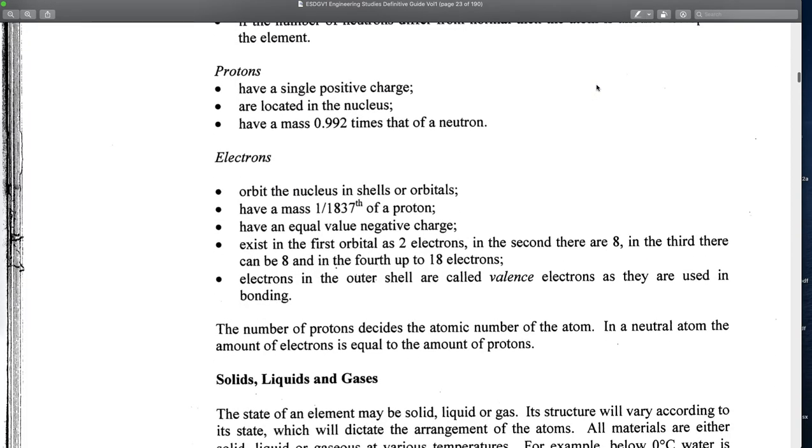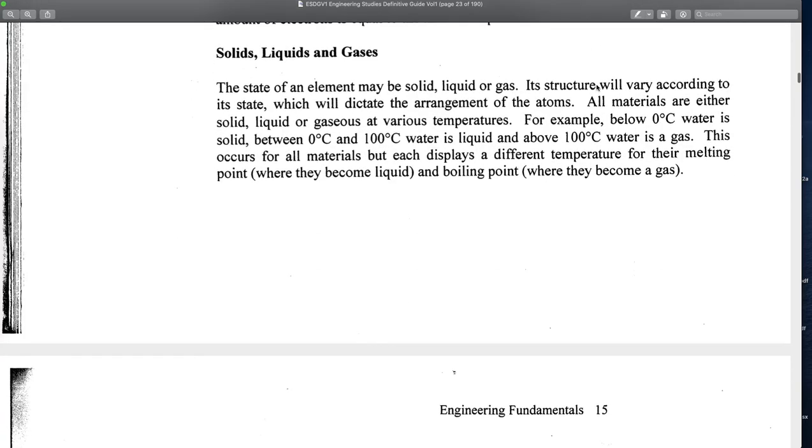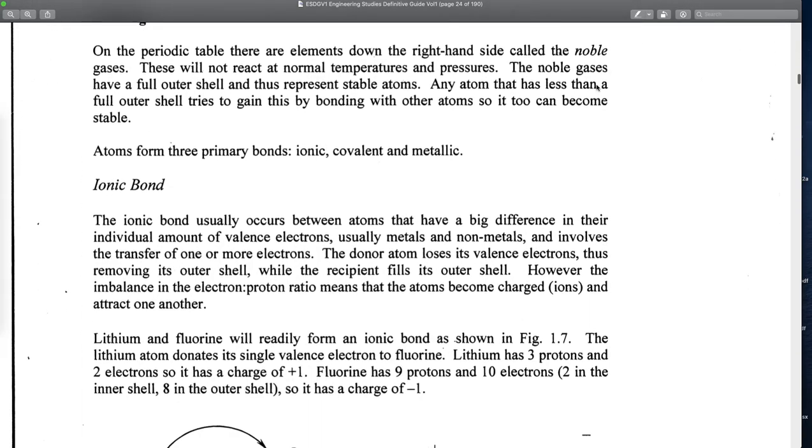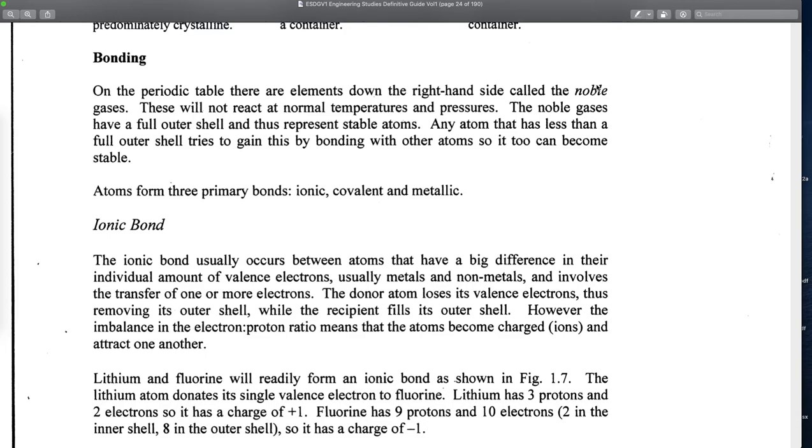Protons, neutrons, and electrons. I expect most people to have pretty good awareness of that. I will definitely ask questions on it though. Bonding. When we talk about bonding, there are 3 main forms of bonding that we're interested in.